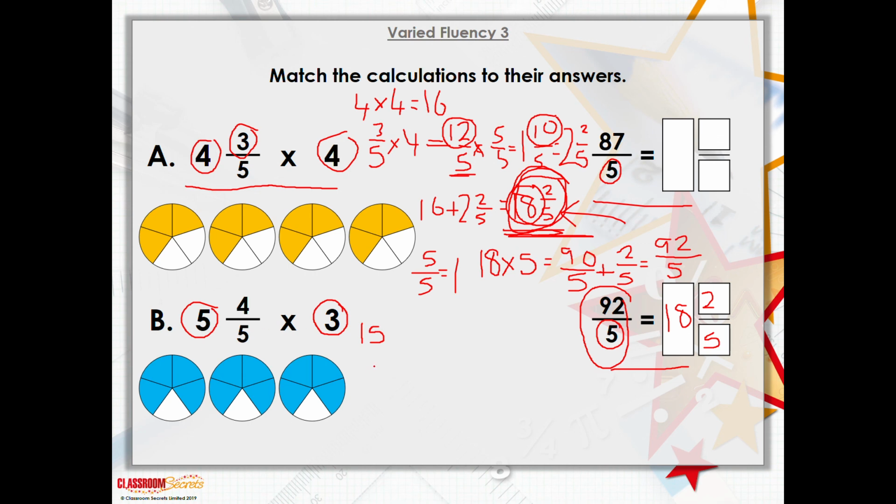Now we keep the same denominator. If we do 4 times by 3 is 12. However, 15 and 12/5 is not correct. We need to convert this into a mixed number. I know that 5/5 again is equal to one whole number.